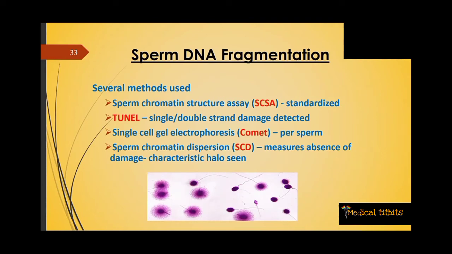The commonest ones being sperm chromatin structure assay, which is an SCSA, a standardized method. TUNEL, terminal nick end labeling, where double-stranded DNA damage can be detected. Single cell gel electrophoresis, which is done per sperm, is known as COMET. And one of the simplest methods, sperm chromatin dispersion, which measures the absence or presence of a halo, and which is shown in the picture below. That is a very user-friendly test.